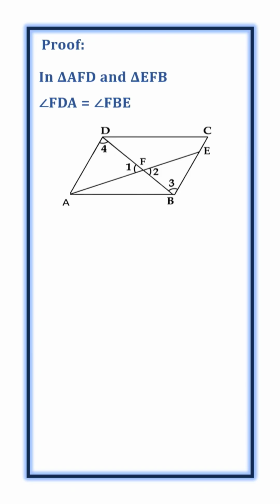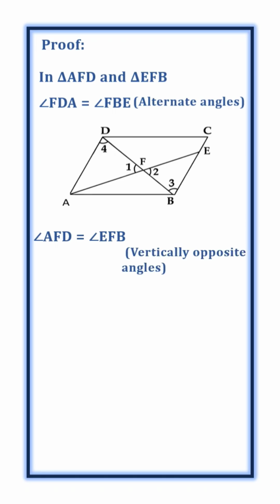Angle 1 is equal to angle 2 because they are vertically opposite angles. Angle AFD is equal to angle EFB. Why? They are vertically opposite angles. It means that triangle AFD is similar to triangle EFB. Why? Because of angle similarity criterion.